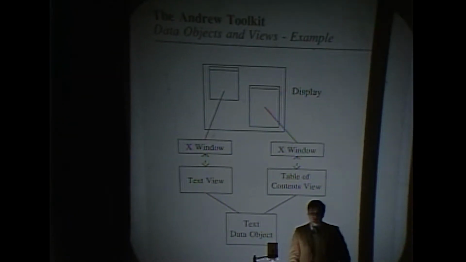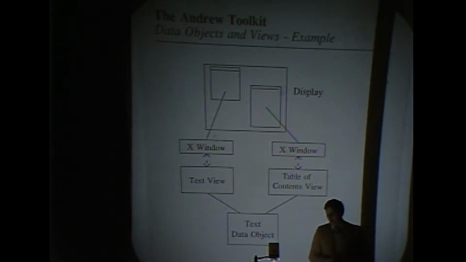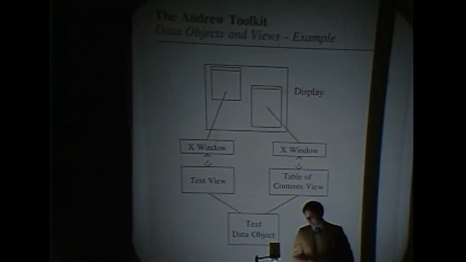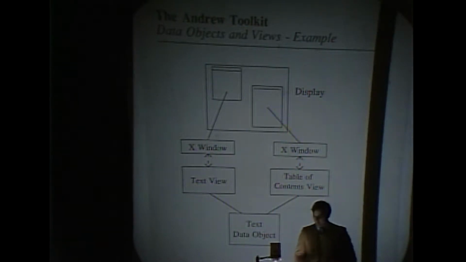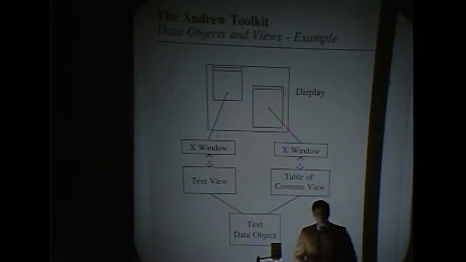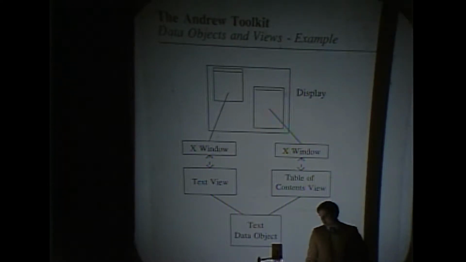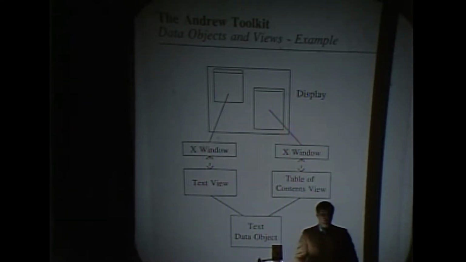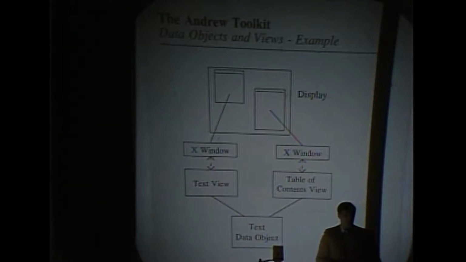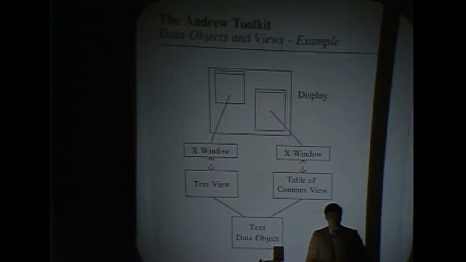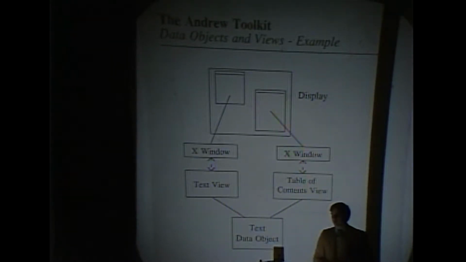When the user comes in, say, for example, clicks at the heading in the text view and types, changing that title, the corresponding change is made in the text data object, which then, since both of these two views are viewing that data object, is reflected immediately in both windows. Okay, I can also go into the table of contents view, that window, change a heading in there, and it will be reflected automatically in the text view window.